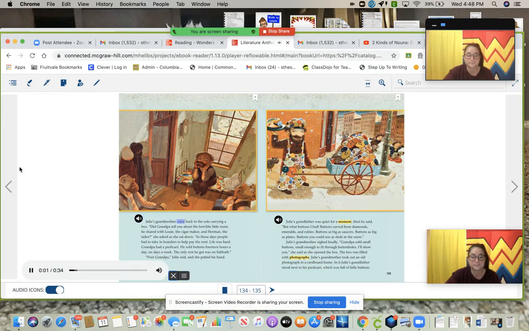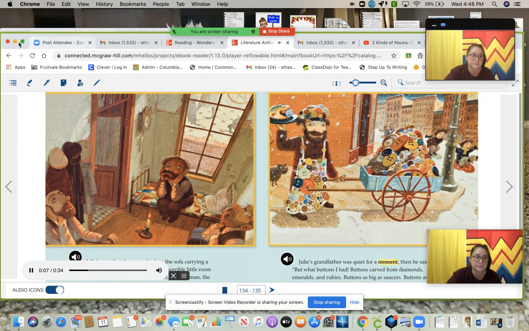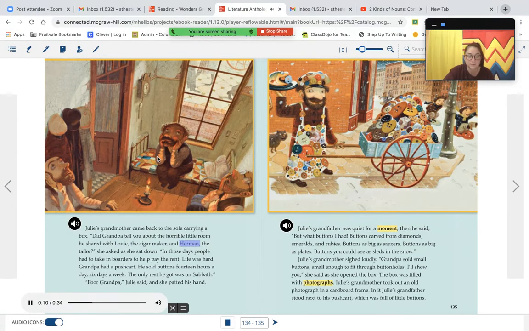Julie's grandmother came back to the sofa carrying a box. Did Grandpa tell you about the horrible little room he shared with Louis, the cigar maker, and Herman the tailor? she asked as she sat down. In those days, people had to take in boarders to help pay the rent. Life was hard. Grandpa had a pushcart. He sold buttons 14 hours a day, 6 days a week. The only rest he got was on Sabbath. Poor Grandpa, Julie said, and she patted his hand.